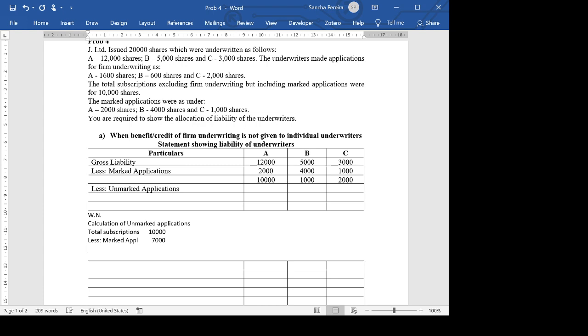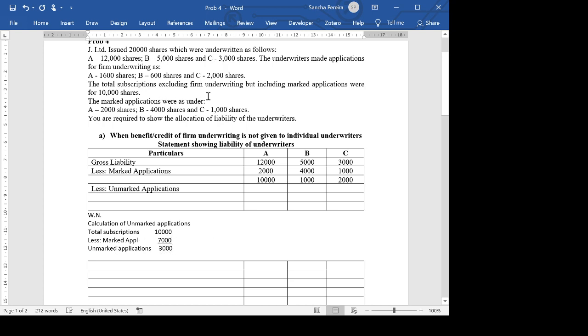So basically our unmarked applications are 3,000. Actual unmarked applications are 3,000. The total subscriptions or applications from the public are 10,000. That is, the public have subscribed to 10,000 shares, out of which marked applications are 7,000. That is received in favor of each underwriter bearing this stamp. The remaining have been received by the company directly, which are 3,000.